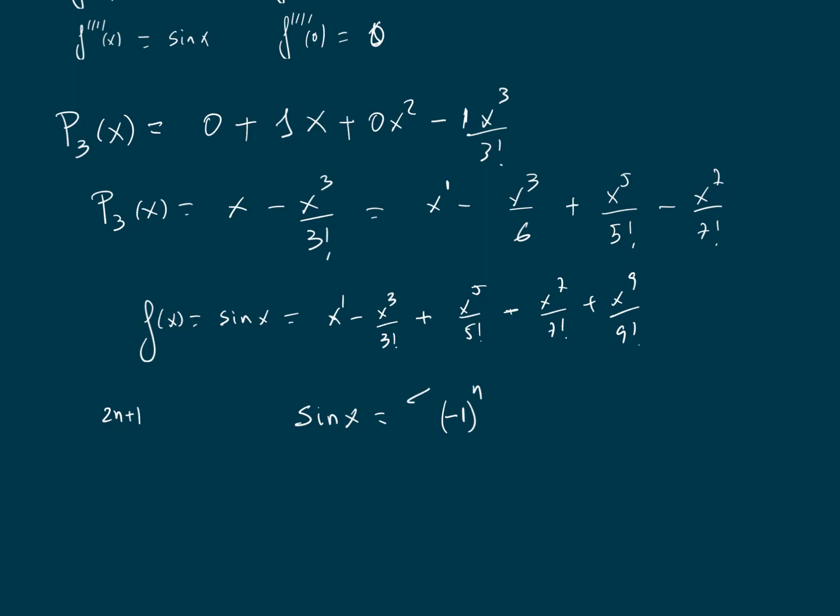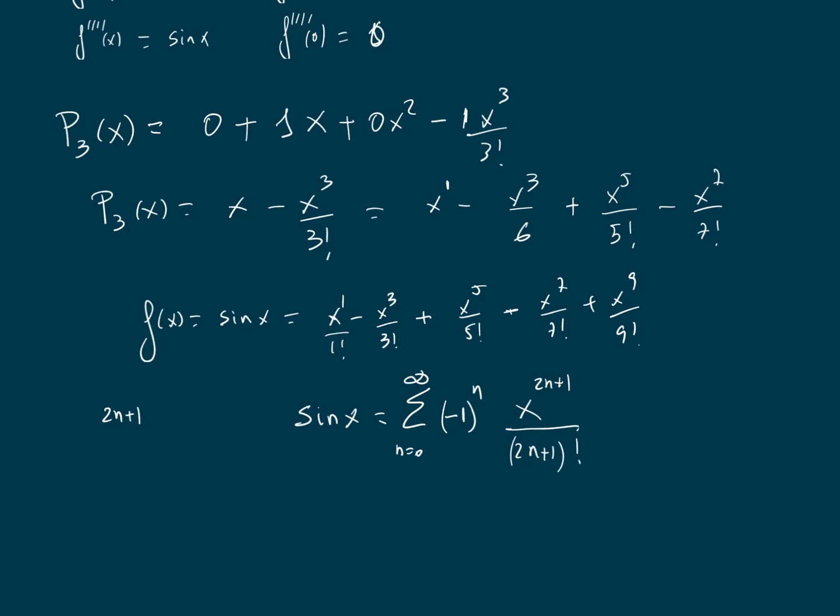I have to write the summation from n equals 0 to infinity. So I'm trying to write the power series. I have to write the x, and what are the exponents? The exponents are 2n plus 1. And what is the division that I have to write? There is a denominator here. What is the denominator? It is 1 factorial, 3 factorial, 5 factorial, 2n plus 1 factorial.